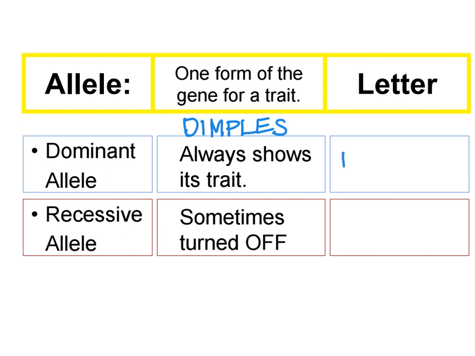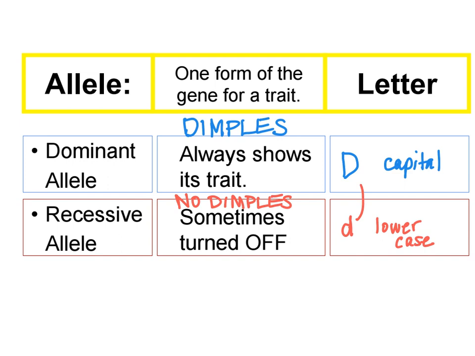The DNA to have dimples is a dominant allele. So I'm going to use a big D to show this. That is a capital letter to show that this is a dominant allele. No dimples is the recessive allele. I'm going to signify that using a lowercase d because it may be turned off if it is in the presence of the dominant allele. After fertilization, I have one allele from mom and one allele from dad, and my cell will use the information from both of these to determine what I am actually going to look like.